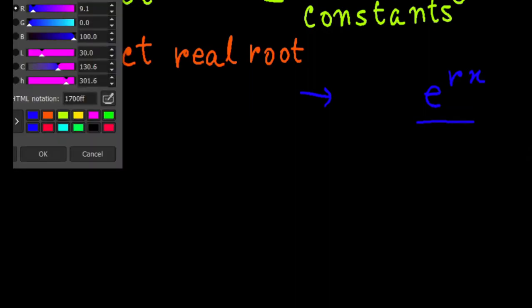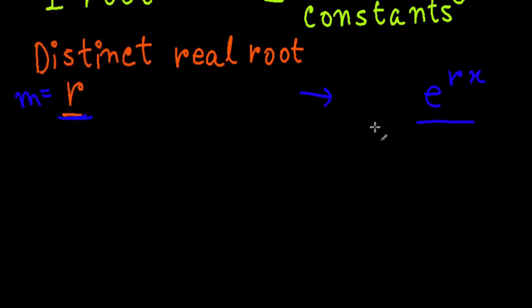We also know that since this is a homogeneous equation, you can multiply a constant with this, and it's still going to be a solution. So every distinct real root, and distinct is something we need to keep in mind, contributes a term like this: some constant multiplied by e to the power of that root multiplied by x.